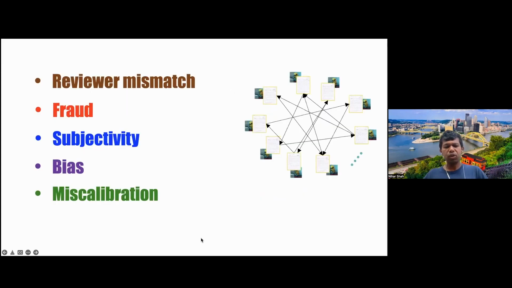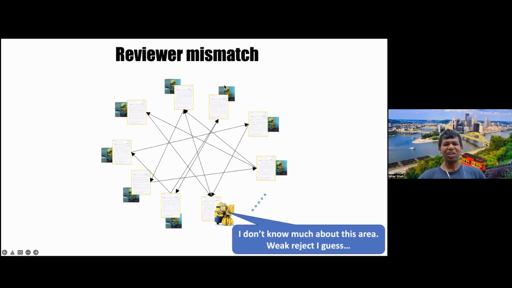So today I'm going to talk about 5 categories of problems: reviewer mismatch, fraud, subjectivity, bias, and miscalibration. And I'm going to tell you a little bit about what we have been thinking about in these 5 directions. As I said again, please interrupt, ask lots of questions on chat, unmute yourself, raise your hand, anything. So let's begin with reviewer mismatch.